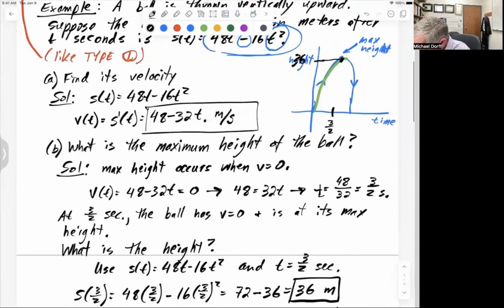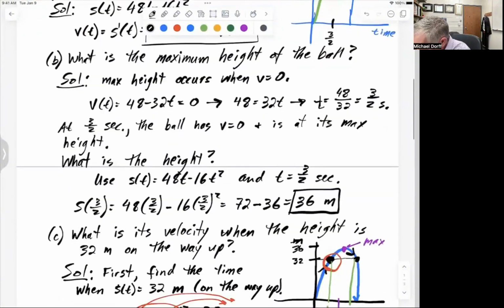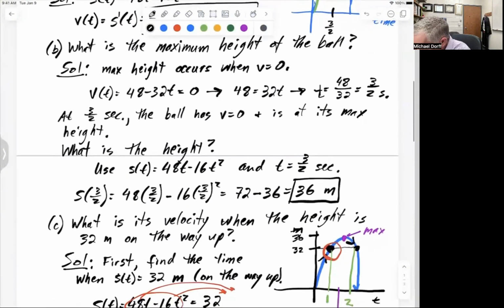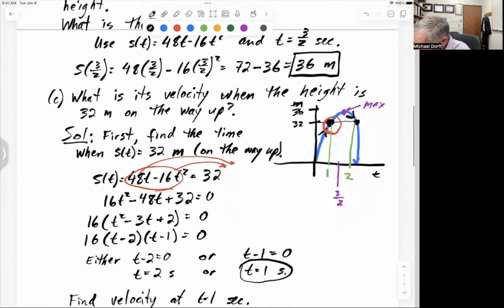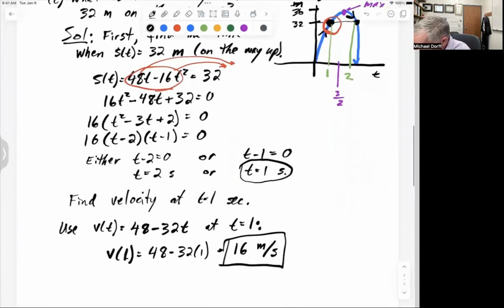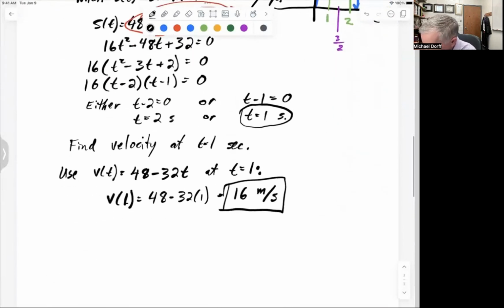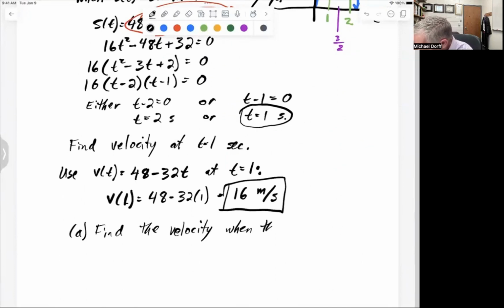So what have we done? We found its velocity in part A, then we found the maximum height of the ball, and then we found its velocity when the height is a certain height. In this case, it was 32.